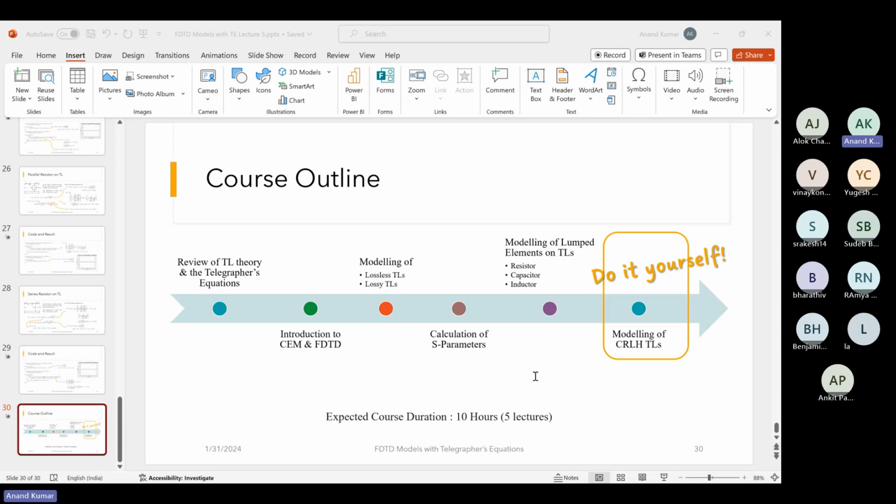The simplest way is to use the 1-0 technique. That is, if a particular cell is completely full with the dielectric, we assign the dielectric value. If it is free space, we assign the free space value. And if it is partially filled, we decide by ourselves whether we should assign it 0 or 1.